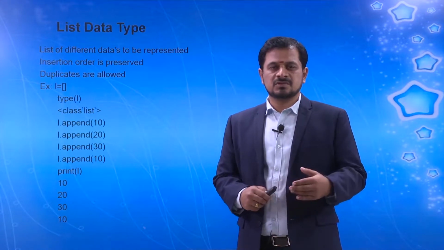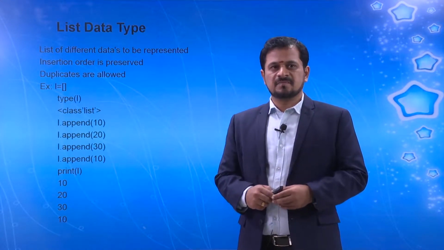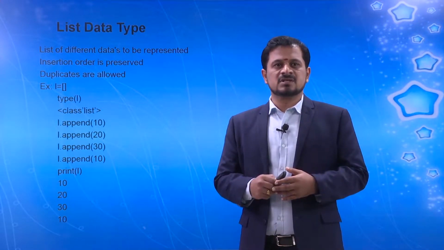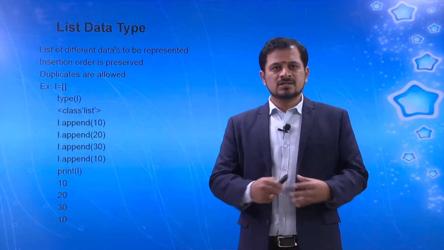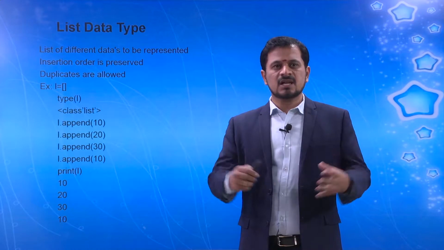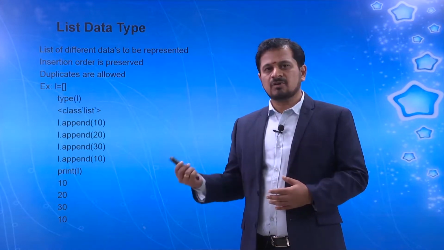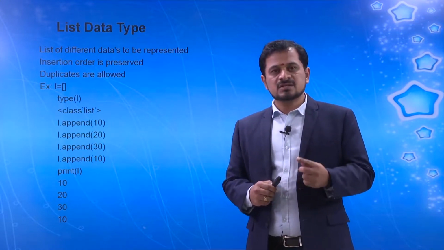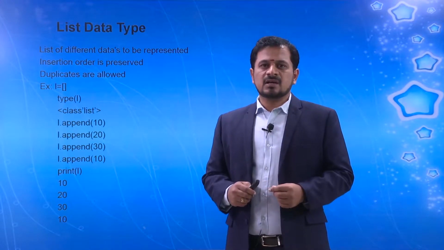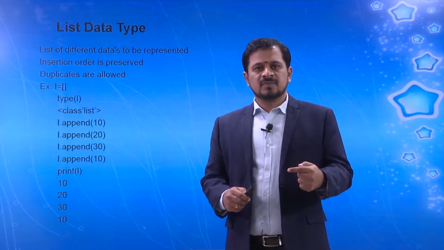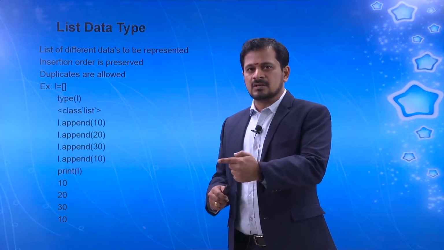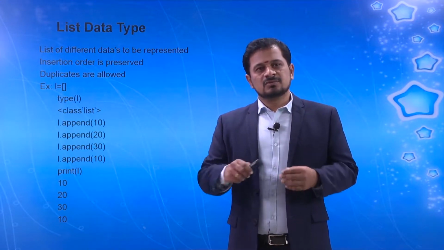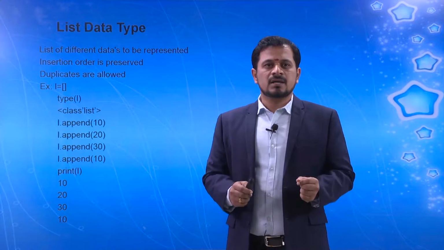The first data type we are going to discuss is the list data type. A list represents a list of different data. If you want to list some different data types in a single array, that is possible with the help of the list data type. The main point here is that insertion order is preserved. It means that if I insert the first data, that data is always going to be first in this list. If I enter another as second, it is going to be maintained in second. That is why it is called insertion order is preserved.